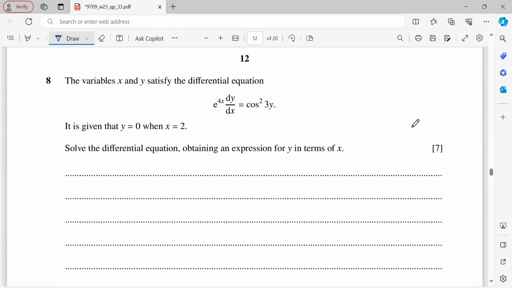Okay, next question, number 8. The variables x and y satisfy the differential equation given, y equals 0 when x equals 2. Find the expression for y in terms of x. So now, e to the power of 4x dy over dx is cos squared 3y.